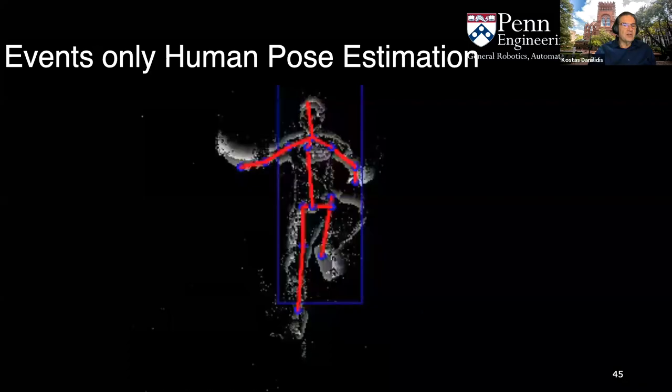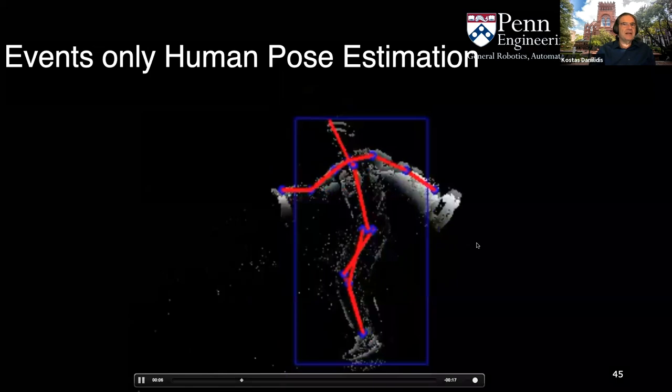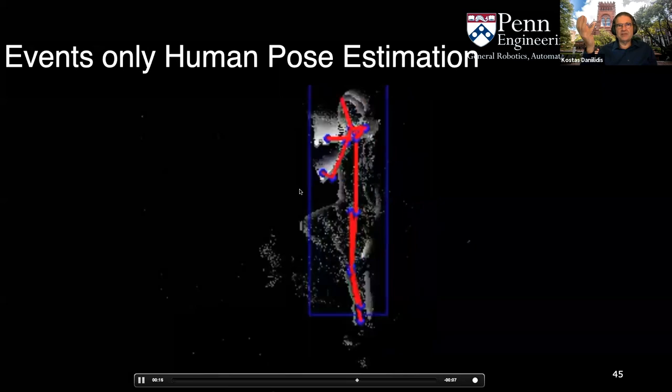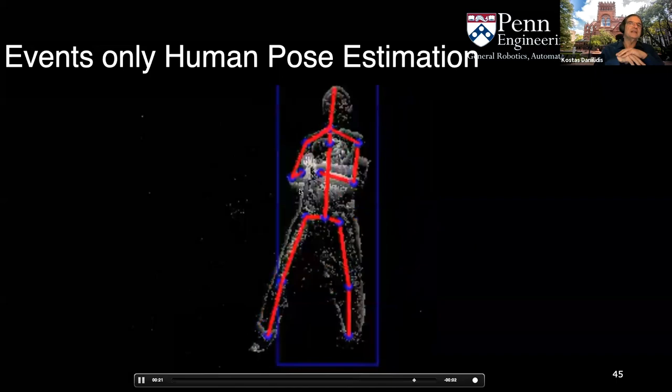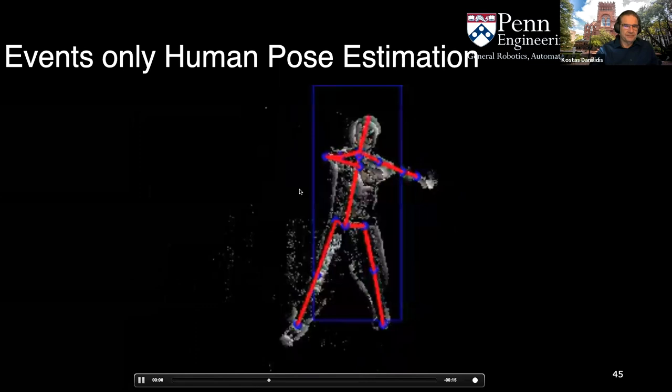So we still have a lot of work to do here, but even with these preliminary results, we were able to produce annotations of 17 human joints from real video cameras. We produced events, we annotated these events by transferring automatically, and we trained the network to recognize two-dimensional and three-dimensional human pose on these events.